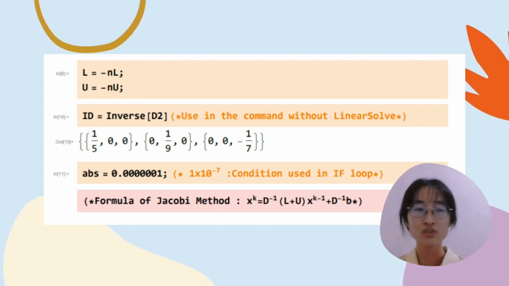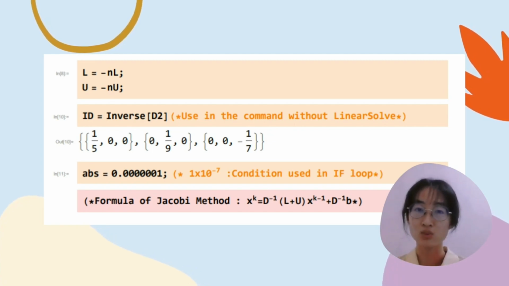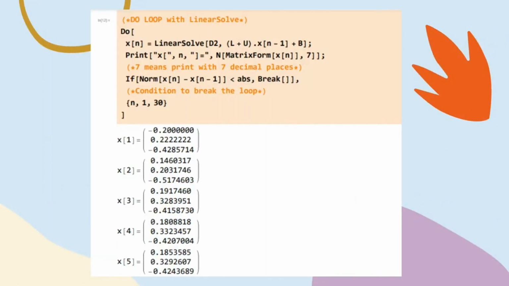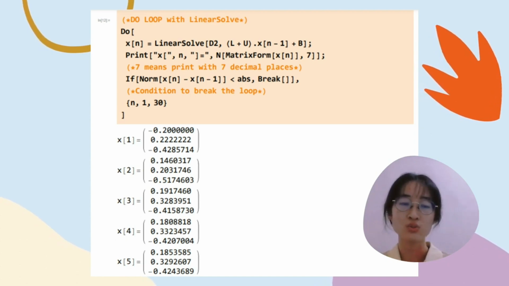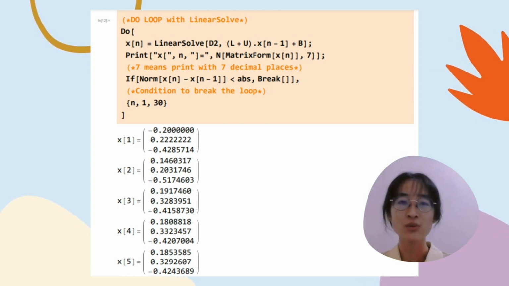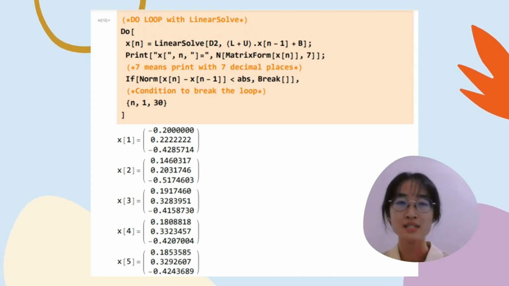The absolute value is 1 times 10 to the power of negative 7, and it is the condition used in the if statement afterward. The formula of the Jacobi method is shown in the pink region. Our do loop coding with linear solve. Take note of line 2, the number 7 after the comma means we will print out the output with 7 decimal places. The following line is the if statement, which is the condition used to break our loop.